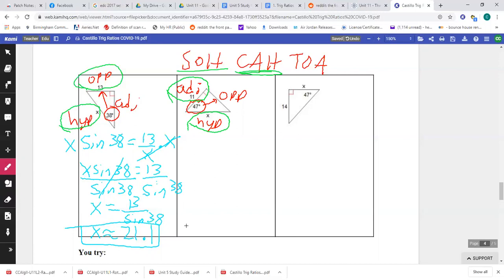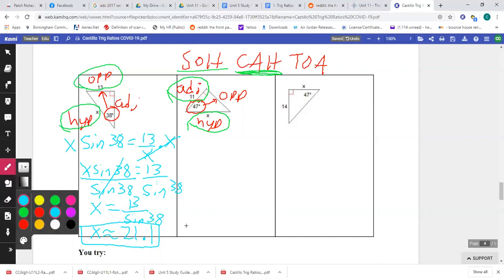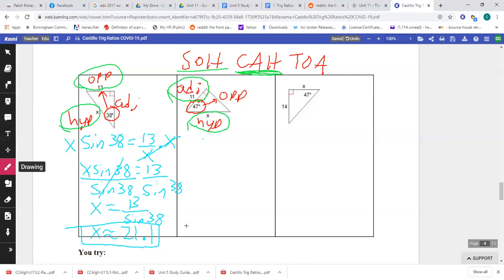So I circled adjacent and I circled hypotenuse. Which one of these is the one? It's cosine, A and H, right? So I'm going to use the cosine equation. Cosine 47, the adjacent is 11 and the hypotenuse is x. Adjacent over hypotenuse. So now I'm just going to multiply both sides by x.